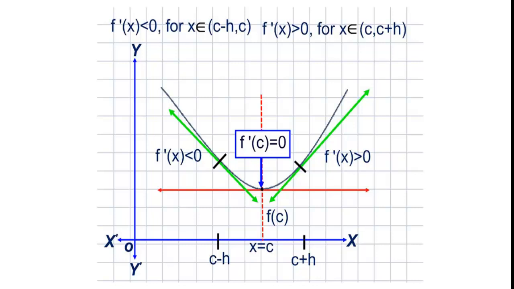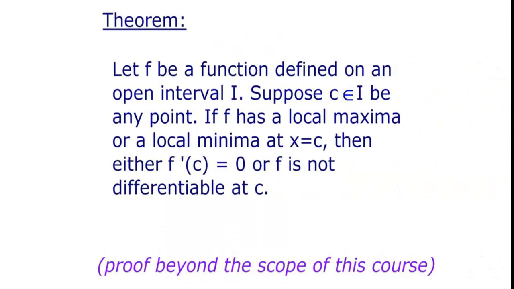Now, in view of this discussion, we state the following theorem without proof, and this is known as the necessary condition for points of local maximum or local minimum. The theorem states, let f be a function defined on an open interval I. Suppose c belongs to I be any point. If f has a local maxima or a local minima at x equal to c, then either f dash c is equal to 0 or f is not differentiable at c.